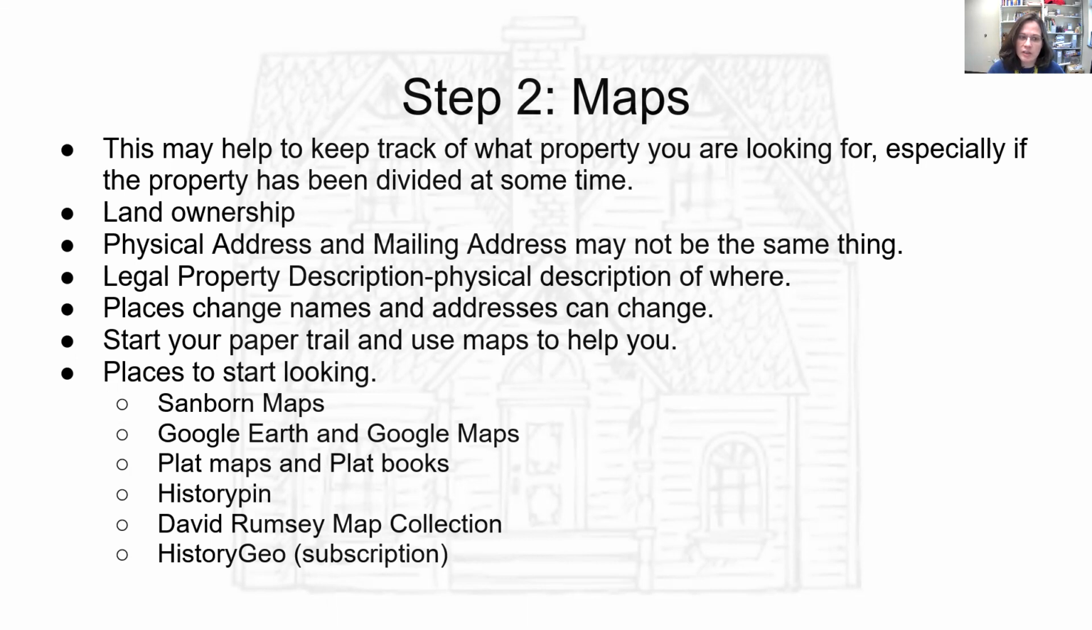Some good places to start looking, especially for older maps, are the Sanborn maps, which you can get on our website through the Greene County room, Google Earth, Google Maps, plat maps, and plat books. Check your libraries to see if they have copies of these. If not, the recorder's office or the auditor's office may have copies. History Pin, David Rumsey's, and HistoryGeo are all websites you can check out. HistoryGeo does require a subscription, but if this is something you're really into, it may be worth it for you.